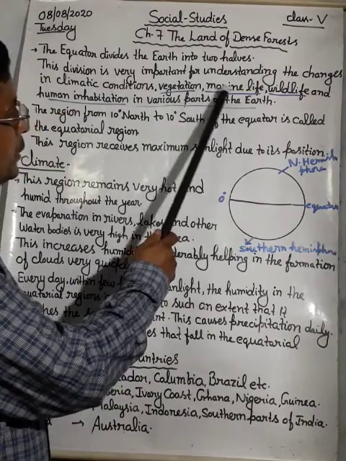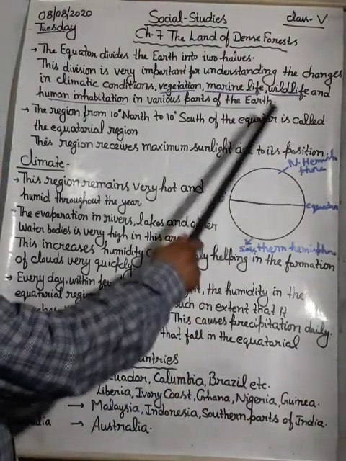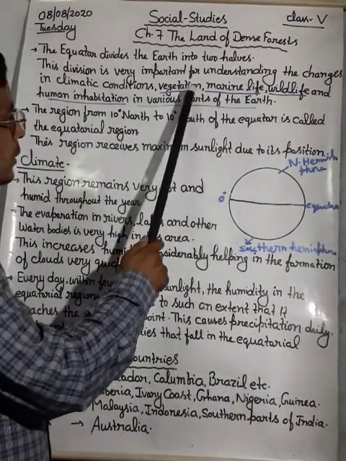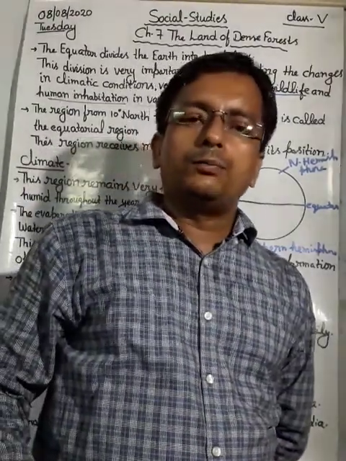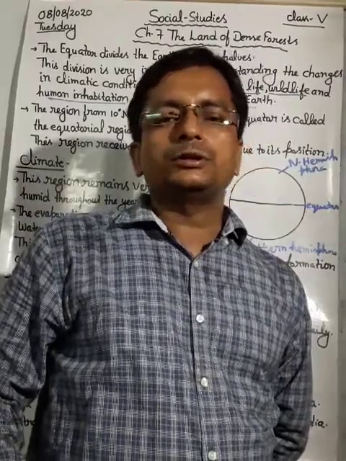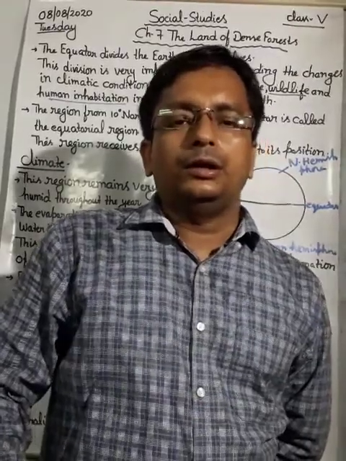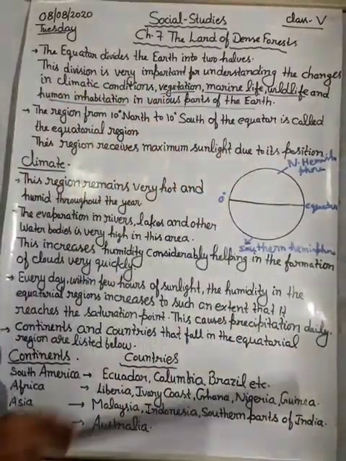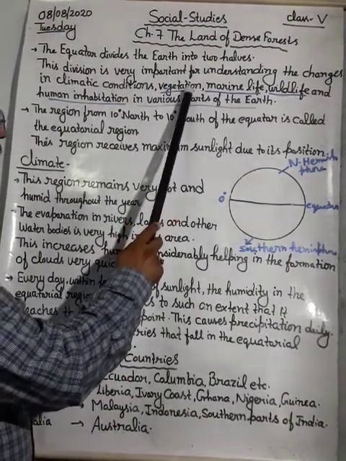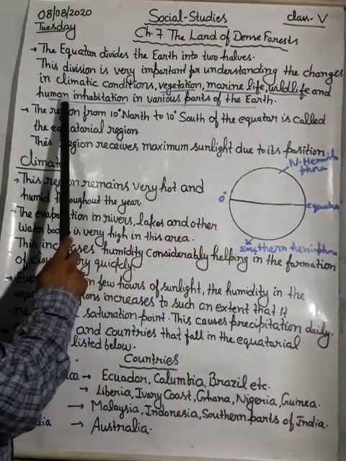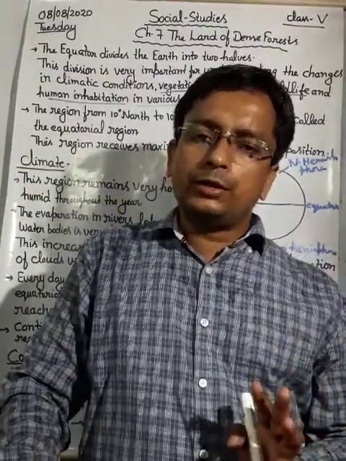that is vegetation, marine life, wildlife. Which type of wildlife will be there, which type of marine life will be there, which type of vegetation will be there depends on whether the place is getting direct heat of the sun or the place is getting less or very poor heat of the sun. So this position affects the vegetation, marine life, wildlife and human inhabitation. Human inhabitation, the place where people used to live.